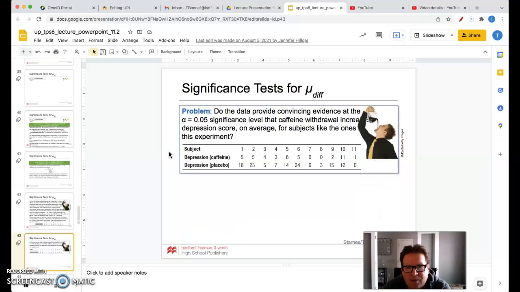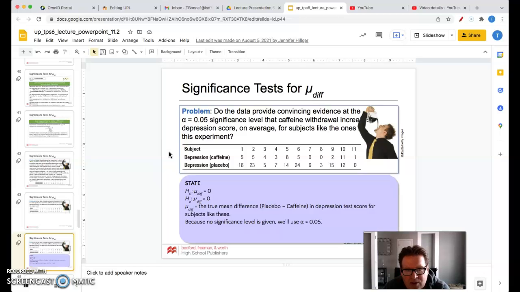All right, so do the data provide convincing evidence at the 5% significance level that caffeine withdrawal increased depression scores on average for subjects like those in the experiment? Well, let's state the hypotheses. The null hypothesis is that the mean difference is zero, and our alternative hypothesis is that it's bigger than that, so that the placebo minus the caffeine is bigger than zero. We're going to see that there is a difference. And we did say there was a significance level. It says it wasn't given, but it was. We're going to use 0.05.